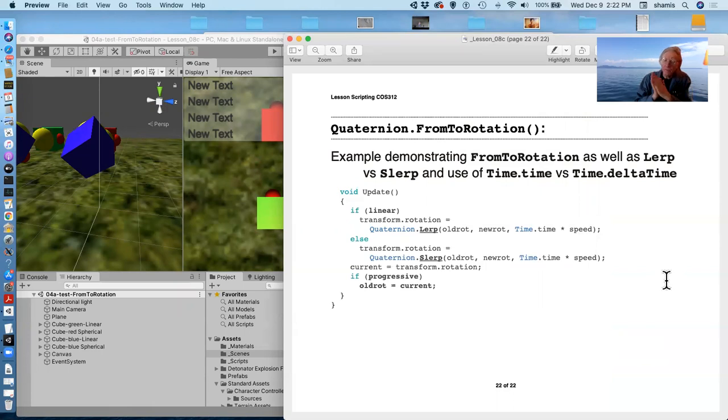Quaternions, it's important to understand what they are. It's not like we're going to manipulate them directly, but these are the tools that we use to move smoothly from one orientation to another, as opposed to the Euler angles that suffer from gimbal lock.